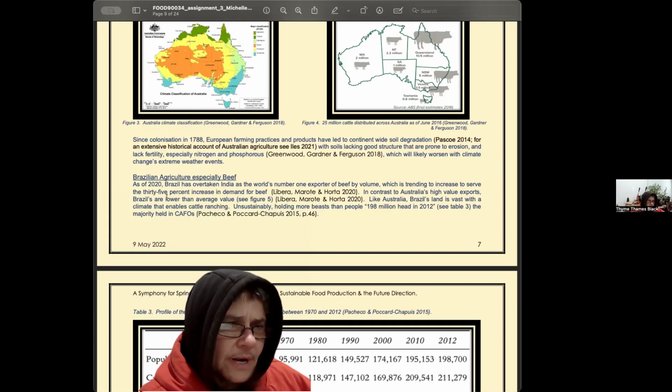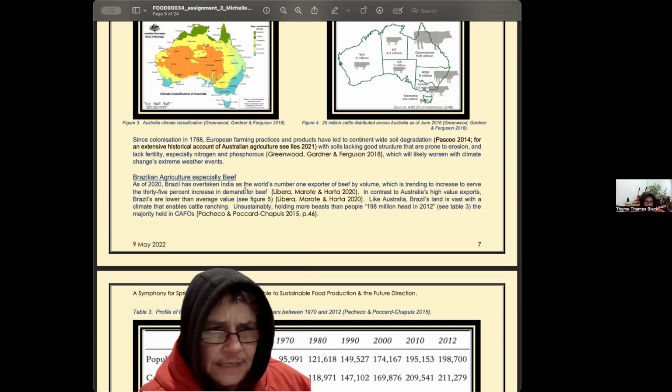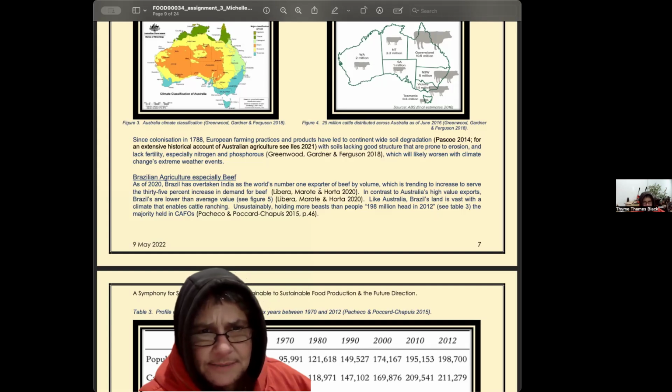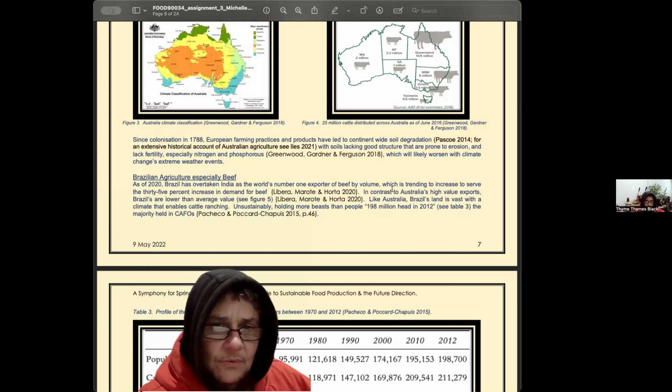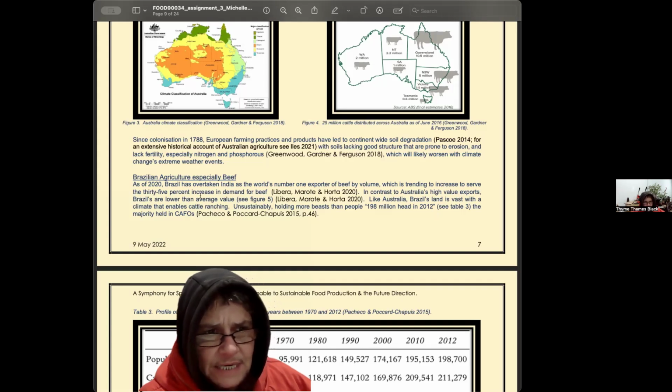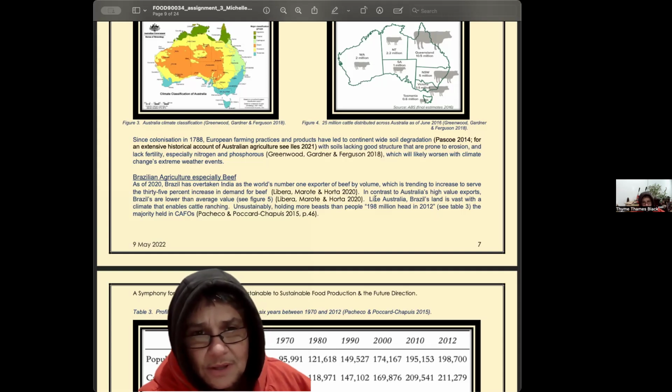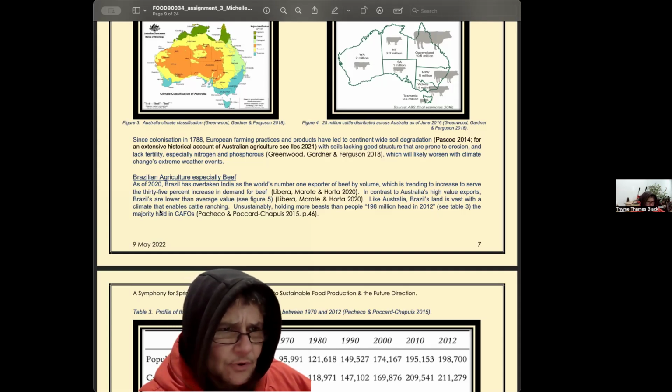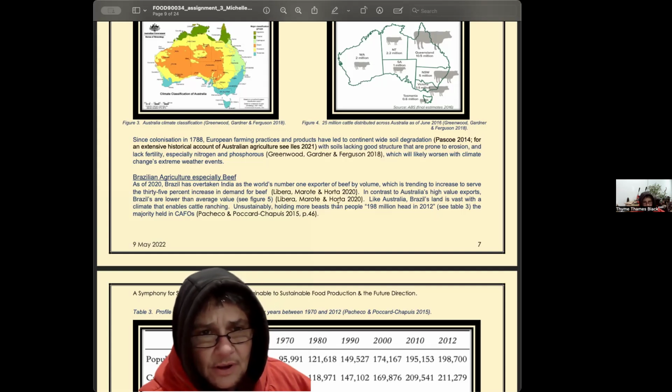As of 2020, Brazil has overtaken India as the world's number one exporter of beef by volume, which is trending to increase to serve the 35% increase in demand for beef. Libera, Marote, and Horta, 2020. In contrast to Australia's high value exports, Brazil's are lower than average value, see figure 5.